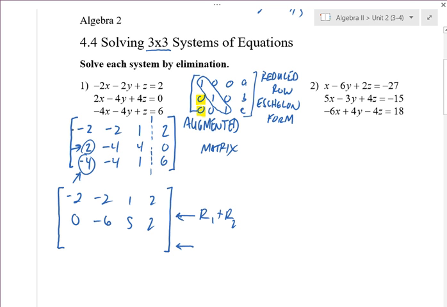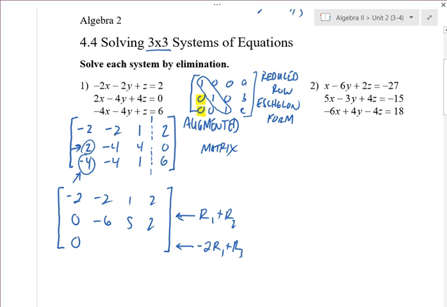2 times row 1 plus row 2 would give me -8. But if I multiply it by -2 instead, that's going to give me a +4 and a -4. So I want to do negative 2 times row 1 plus row 3. So I'm multiplying the top row by negative 2 and adding it to the bottom row. And so that's going to give me a 0 there because that would be positive 4 minus 4 is 0.